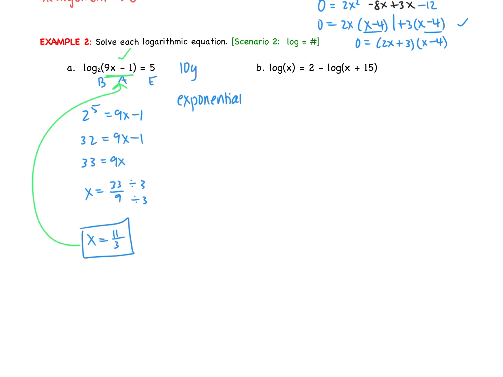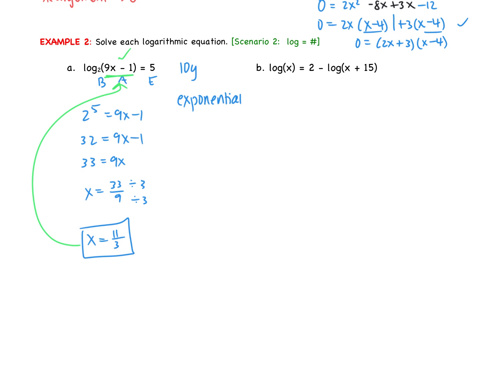Okay, last example is example 2b. Can I cancel the logs out? No. Why not? What is the issue in the equation? What prevents us from canceling the logs out? The 2 and the negative. This is the problem, so I can't cancel the logs out. Can I switch forms? How? What's my base? What's my argument? I've got too much going on.